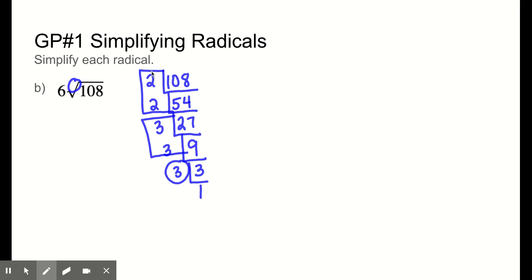So if I were to multiply all of these numbers out, that's going to give us 36. So 36 is actually the perfect square number that we're able to pull out of 108. And then our leftover is a 3. So we know that the square root of 36 is 6, and square root 3 is our leftover. So the square root of 108 simplifies to 6 radical 3.